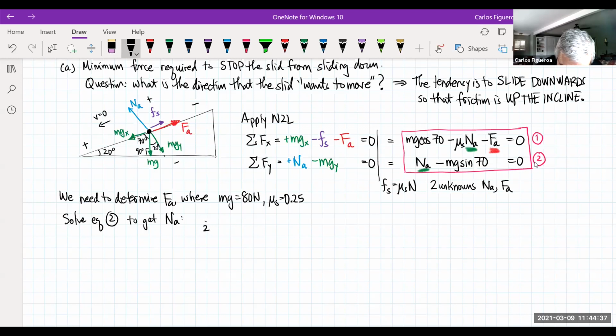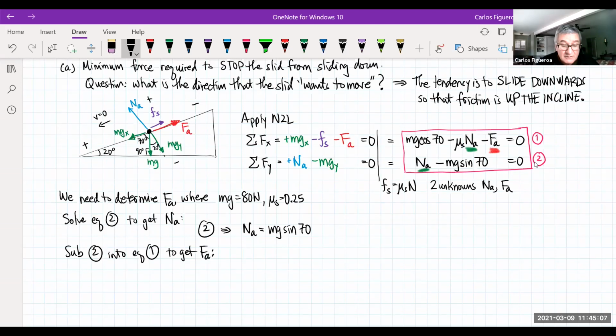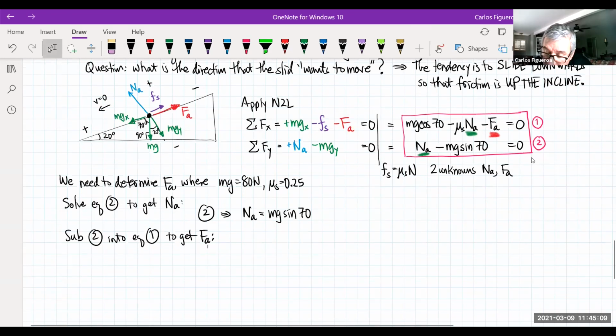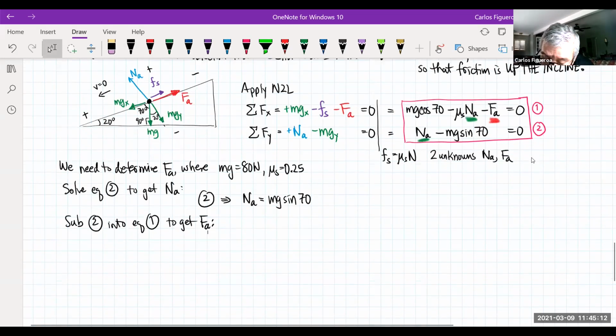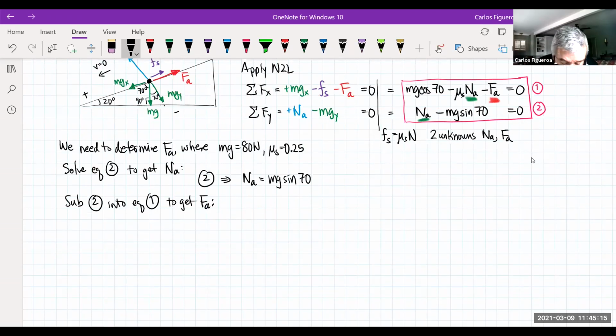From equation 2, all I've got to do is take the mg term to the other side. Then N of A is going to be mg sine of 70. Now I'm going to substitute that into equation 1 to get F of A. So let's go do that. In equation 1, I've got to isolate F of A, so I'm going to take F of A to the other side.